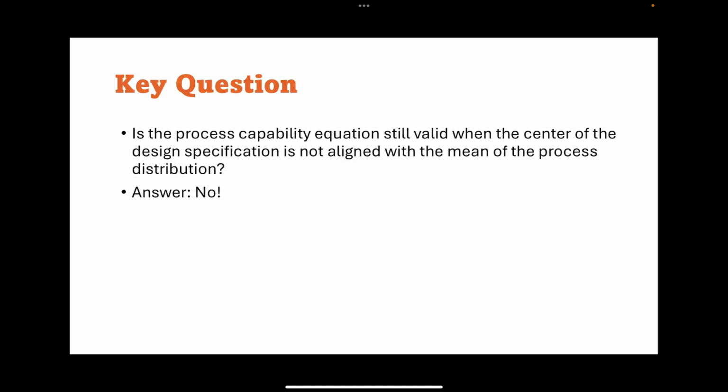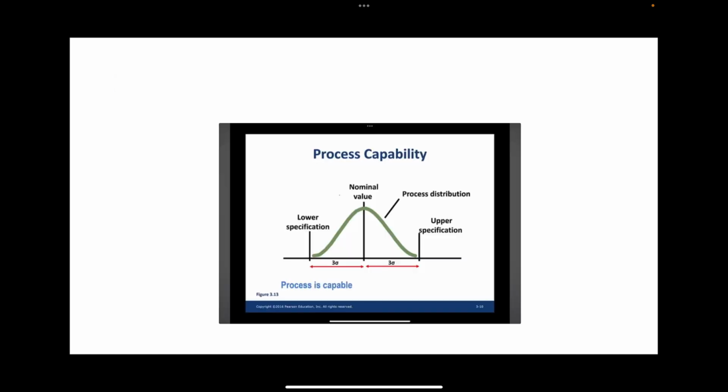So next, is the process capability equation still valid when the center of the design specification is not aligned with the mean of the process distribution? So let us understand this with the figure. The answer is no. So this was our correct figure.